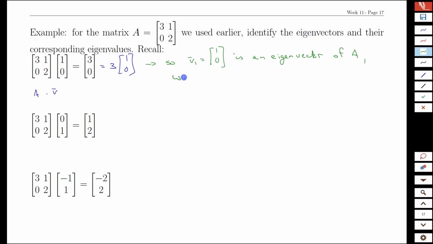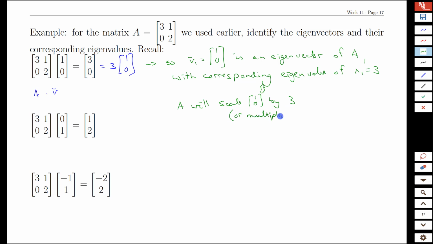And with corresponding eigenvalue, characteristic value or scaling eigenvalue of lambda 1 equals 3, which is the same thing as saying A will scale 1, 0 by 3, and I'm going to say 1, 0 or multiples of it. Anything in the subspace defined by that, if you want to get technical. A will scale this vector by 3 is the same thing as saying this vector is an eigenvector of A with corresponding eigenvalue of 3.